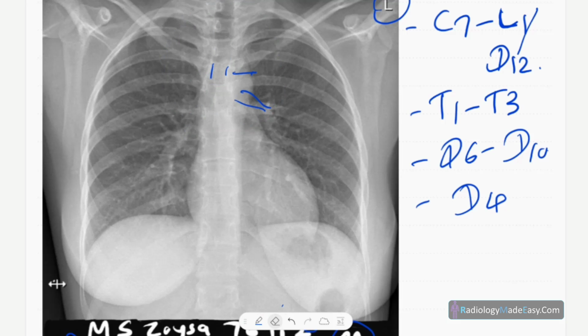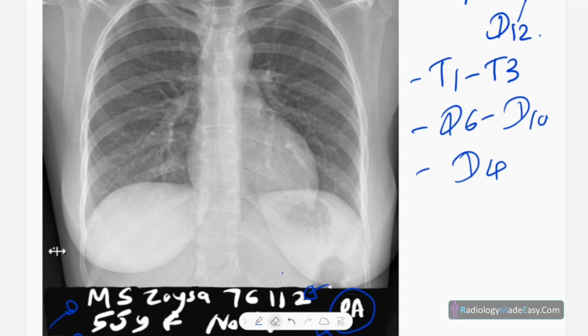There will be masses which cause widening of the superior mediastinum. It's also important to find out the width of the superior mediastinum. Then the next thing is the heart. It's important to find out the position, shape, and size of the heart. All those three things are important.